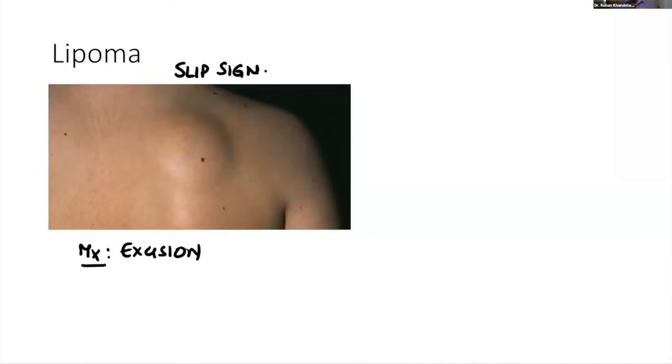Lipoma, it is the most common swelling which can occur in the body. You can get a slip sign. Management is excision. In one of the PG exams, they asked this year that lipoma in which region of the body increases the risk of sarcomatous change or malignant change, and the answer is retroperitoneal. So lipomas which are there in the retroperitoneum can develop into sarcomas later on. So please remember that point as well, retroperitoneum.